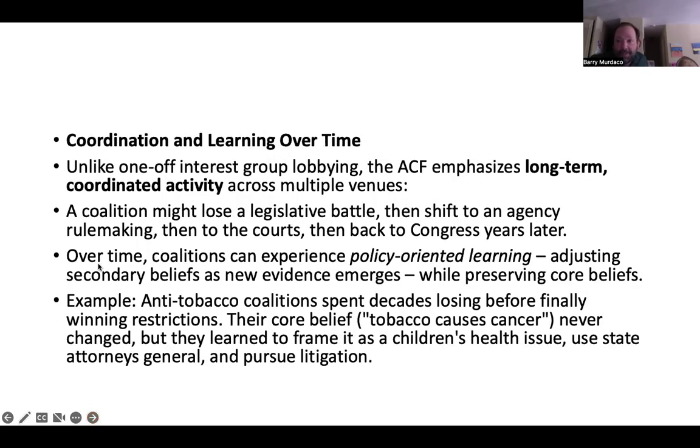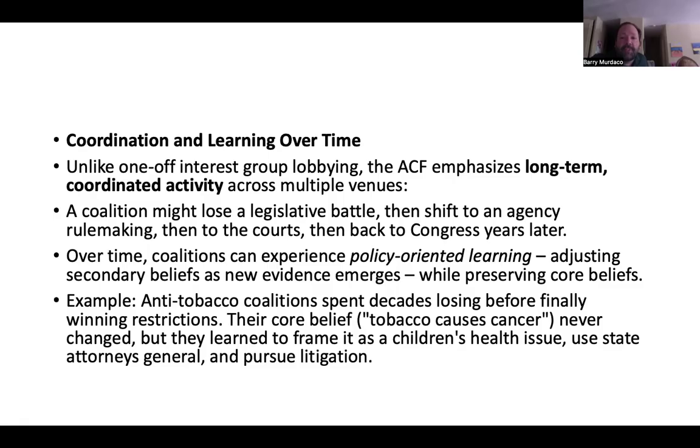It's just something that has to be pointed out because the textbook pretty much consistently fails to ever point this out. Unlike one-off interest group lobbying, and again, this even encompasses different theoretical ways of looking at the policymaking process, they all seem to suffer from similar problems.